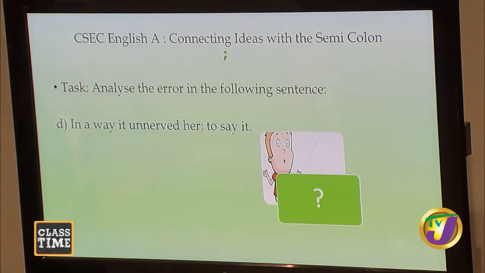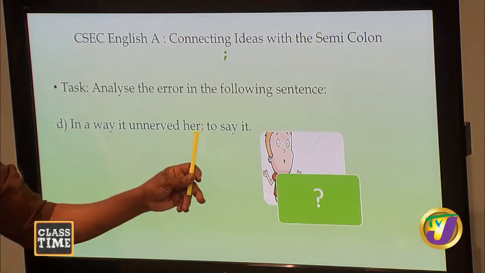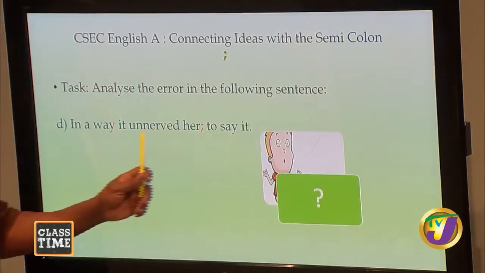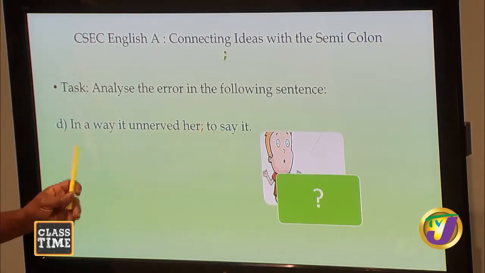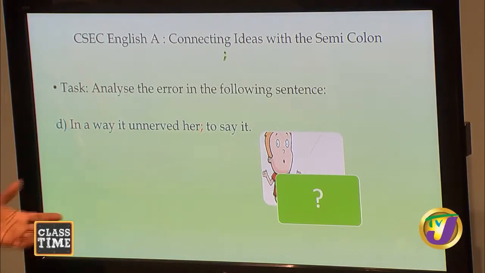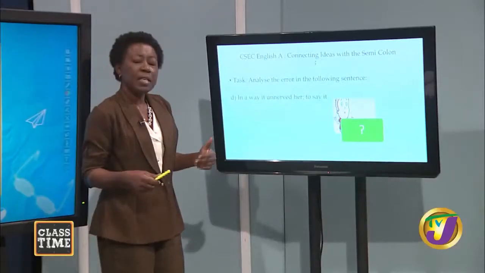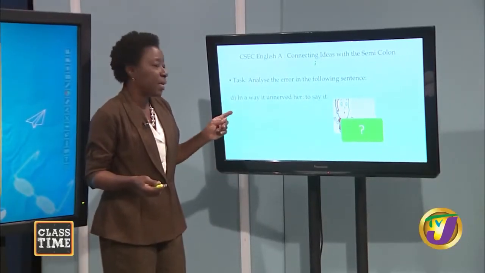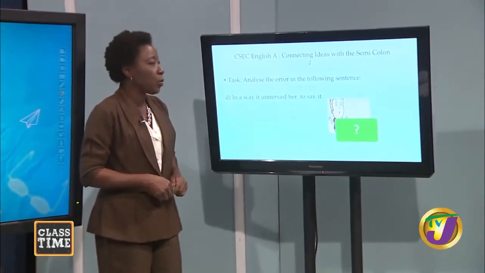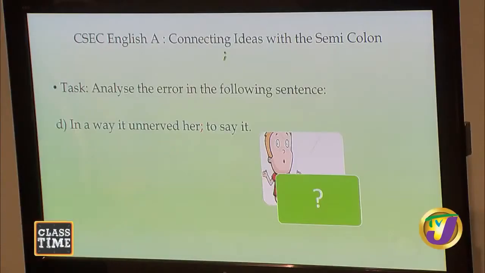And we wanted to find out what is the error. So the separation has come here, but this part is just a phrase. It's not complete in its thought. In a way, it unnerved her to say it. It's just one expression. So you really do not need the semicolon at all in this particular expression, because all of it is just one independent thought. So you would not put the semicolon there.